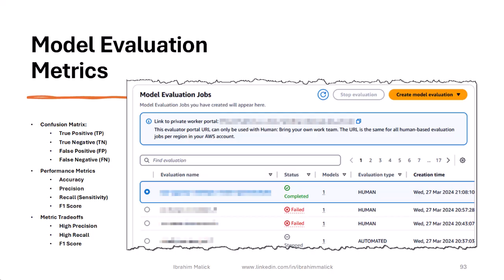In practice, which metric matters most depends on your specific needs. For medical diagnosis, you might prioritize recall because missing a disease, a false negative, could be catastrophic. For spam filtering, you might lean toward precision, balancing. Falsely blocking important emails could be more problematic than letting through occasional spam.